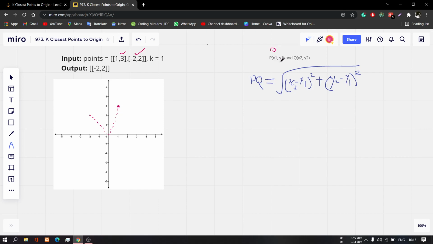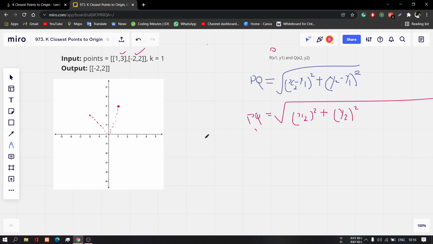So this x1 value is 0 and y1 value is 0, so we can derive from the formula that pq is root of x square plus y square. This is our answer. This gives the distance from the origin to this point, and for this point also it will give.